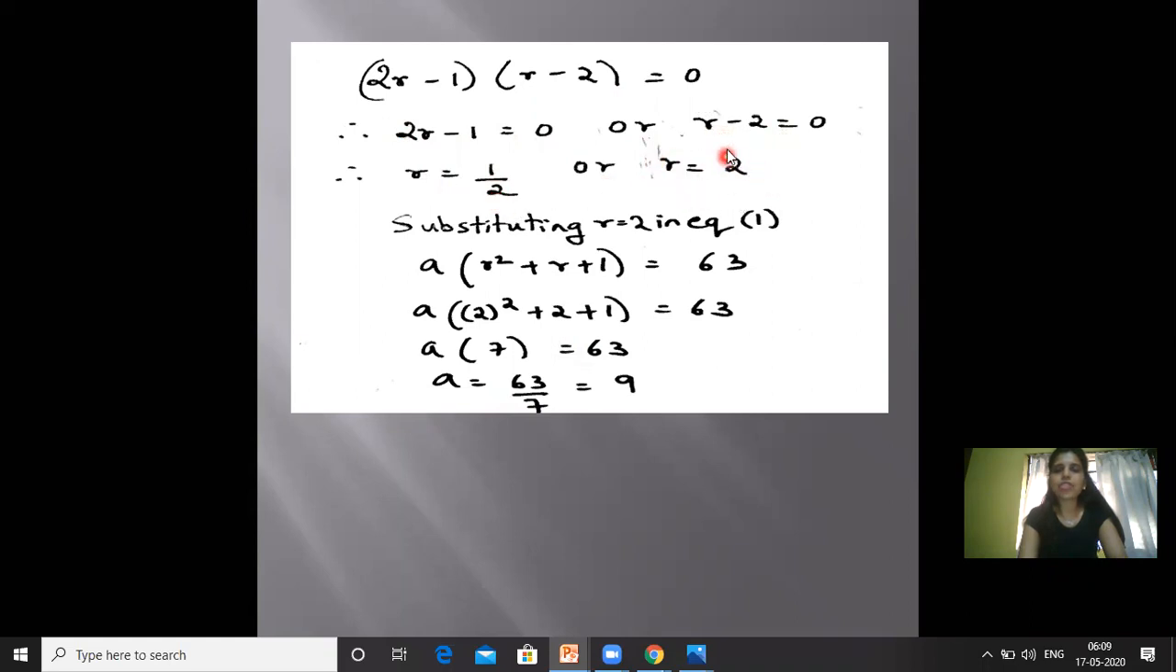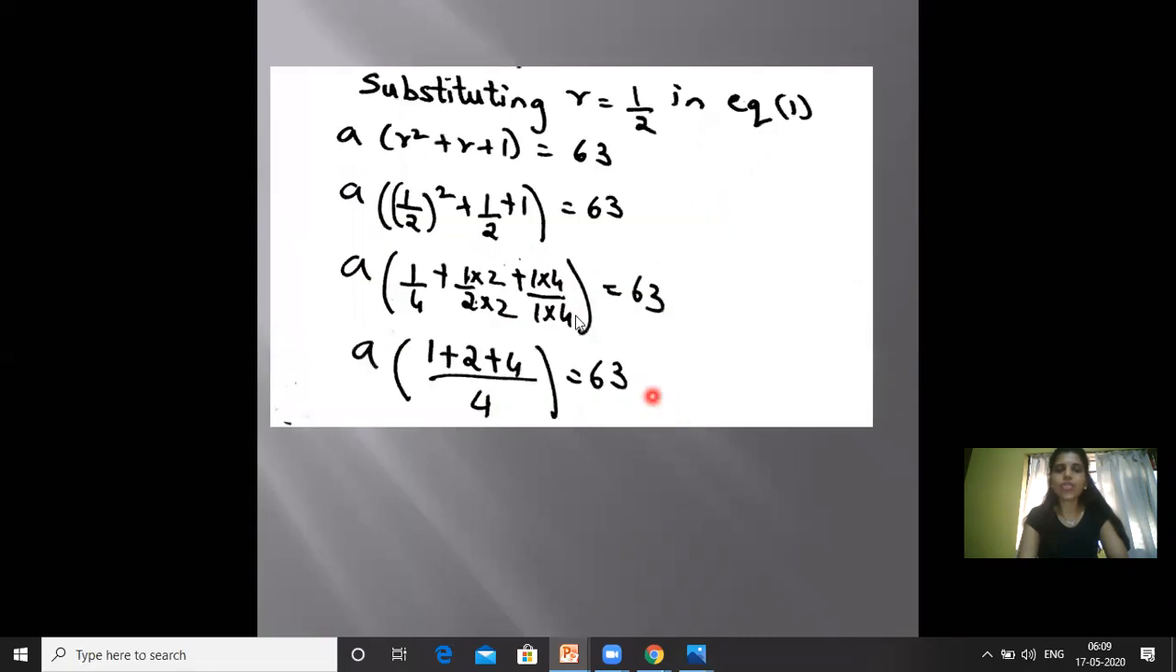Now first let us substitute r is equal to 2 in one of the equations. Equation 1 is simpler, so we'll substitute in that. So we'll be getting a bracket r square plus r plus 1. So 2 square plus 2 plus 1 is equal to 63. 2 square is 4, 4 plus 2 is 6, 6 plus 1 is 7. 7a is equal to 63. So now this 7, when we take it to the other side, multiplication will become division. So 63 upon 7, we get the value as 9. So if r is equal to 2, we get the value of a as 9.